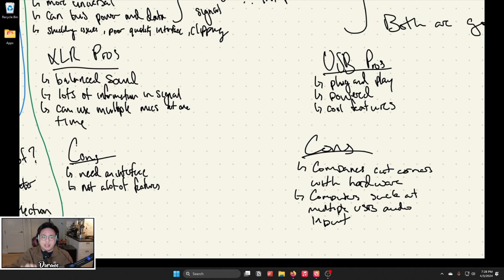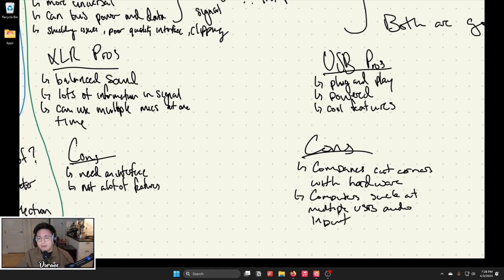You will typically get a balanced sound from XLRs because of the 3-pin construction that they have. So a lot of times if you get noise, it's probably from something else, and it's not going to be because your mic or your signal is unshielded. You're going to have a really balanced sound coming from your microphone, which is really great for your audio quality. There's lots of information captured in that signal, which is great for post-processing and editing.